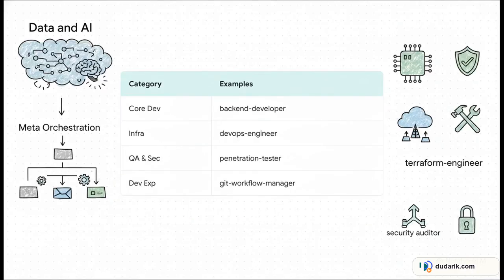Now, what's really interesting about this is the sheer breadth of these experts. They're organized across 10 major categories. You've got your core dev agents like backend developers. You have infrastructure specialists like Terraform engineers. There are quality and security auditors, plus developer experience agents that can entirely manage your Git workflow. And it goes even deeper. There are whole categories for data and AI, and even meta-orchestration agents whose entire job is just to coordinate the other agents. Whatever hyper-niche problem you're facing, there is almost certainly an agent tuned specifically to solve it.